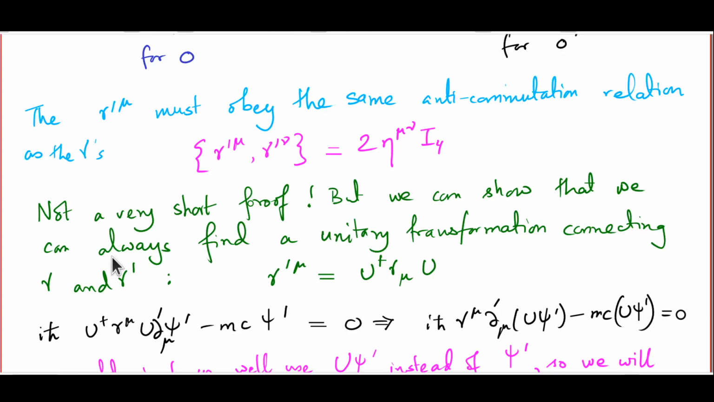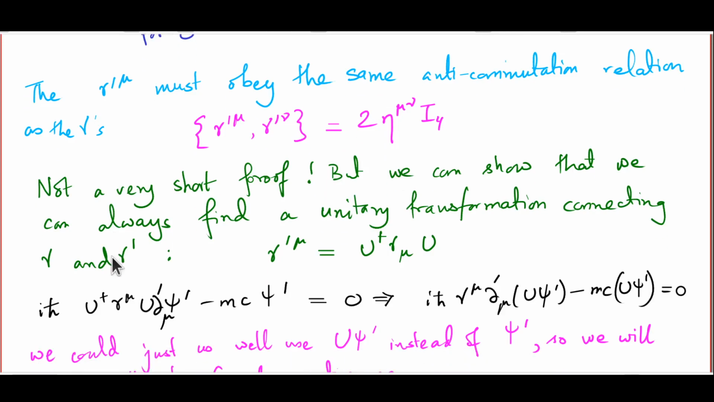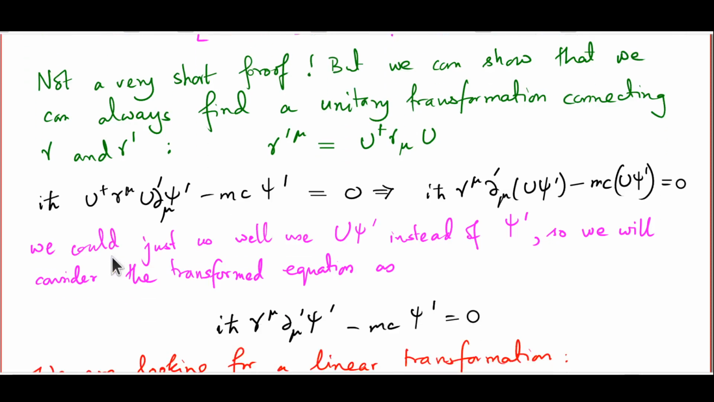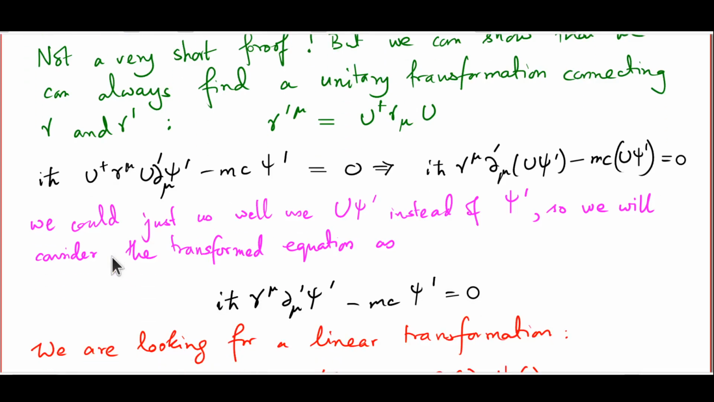Note that if we call Uψ' the wave function instead of ψ', which is nothing other than a change of picture that we are used to in quantum mechanics, we will end up with the equation iħ γ^μ ∂'_μ ψ' − mc ψ' = 0. So the transformed equation that will be observed by O' will have exactly the same form with the same gamma matrices as the original equation as observed by O.